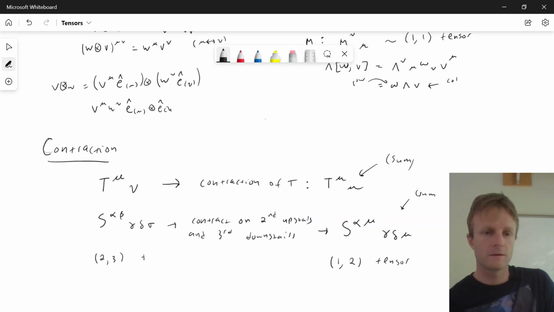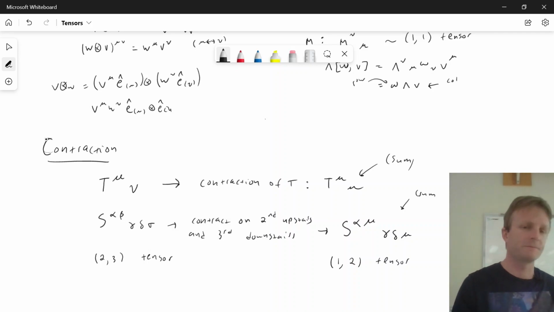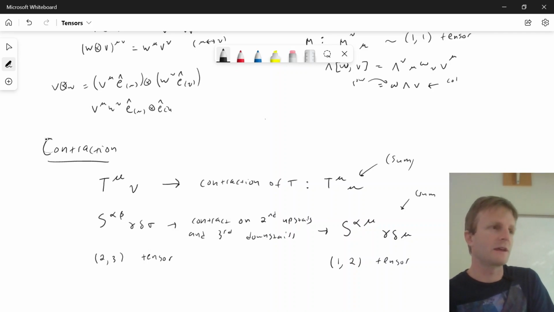Can you contract on indices that are either both upstairs or both downstairs? No, that won't define a good tensor. It's the same reason that we think of vectors acting on one forms as an okay thing to talk about, but not vectors dotted with themselves. We'll need the metric to do that.